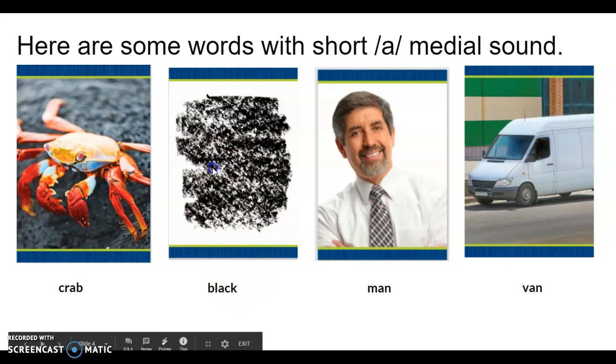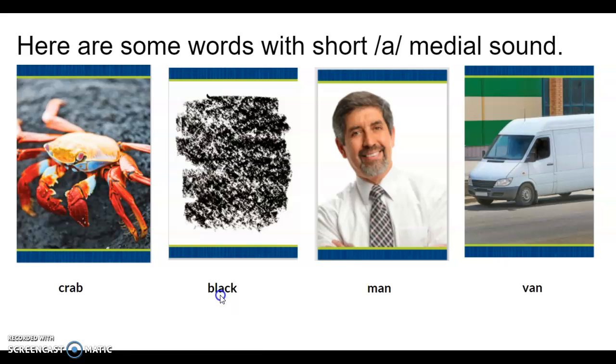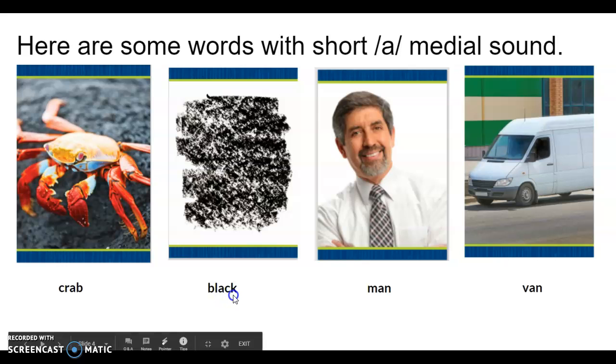This is a picture of the color black. Once again, we have B and L blending together to make the bl sound. And then we have our medial short A, ah. And then we have another blend with the CK making the k sound. So here's our word, bl, ah, k, black. And I see a medial short A right here.